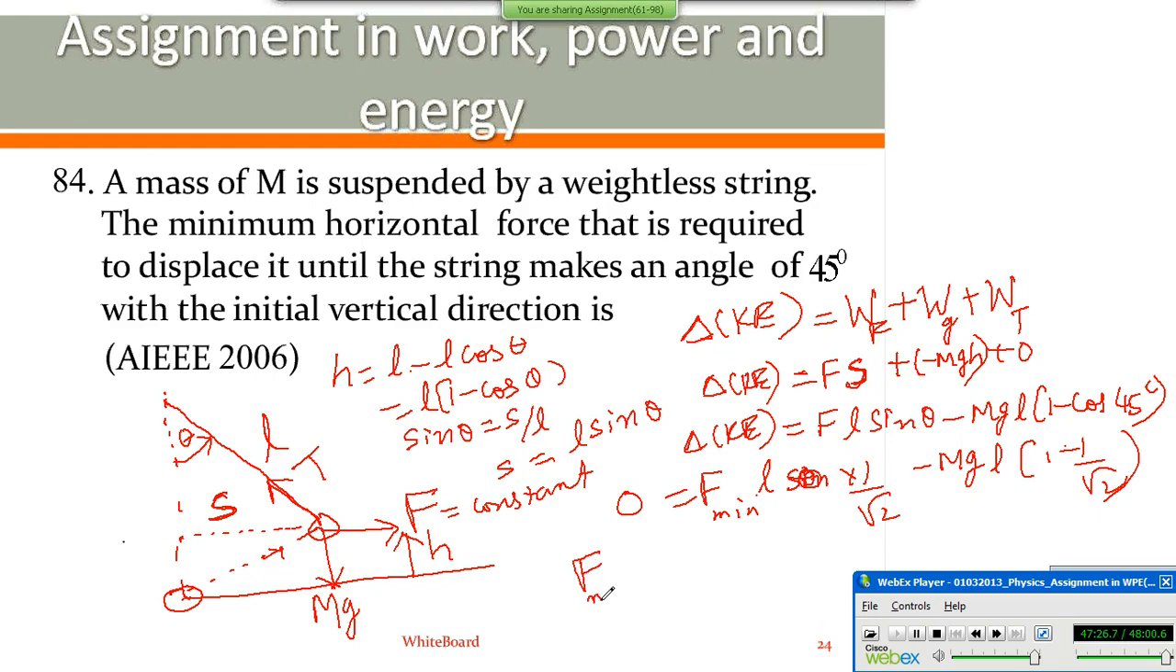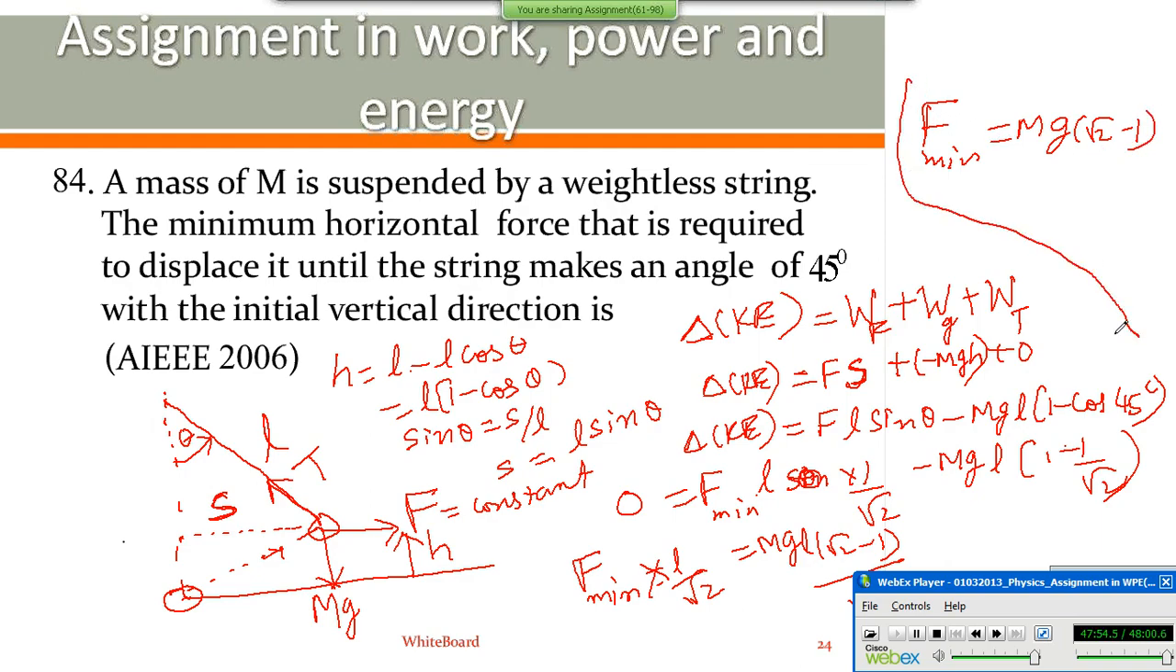So F minimum into L by root 2 is equal to mgL into root 2 minus 1 by root 2. So L by root 2 gets cancelled. So F minimum, therefore, you can write as mg into root 2 minus 1.